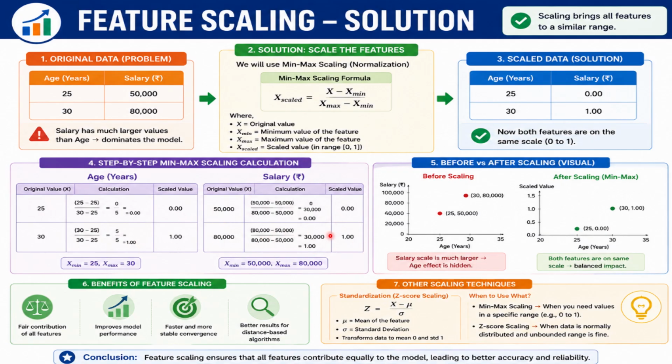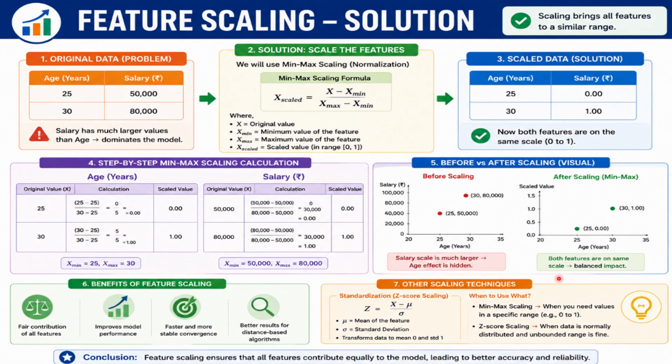Similarly, for salary also we can calculate the values and plot the graph. Before scaling and after scaling, we can plot. If you see before scaling, salary's scale is much larger, in the 20,000, 40,000 range. But here we have made the scale 0.0, 0.5, 1.0, 1.5, which is a nominal range. So it will balance the data set.